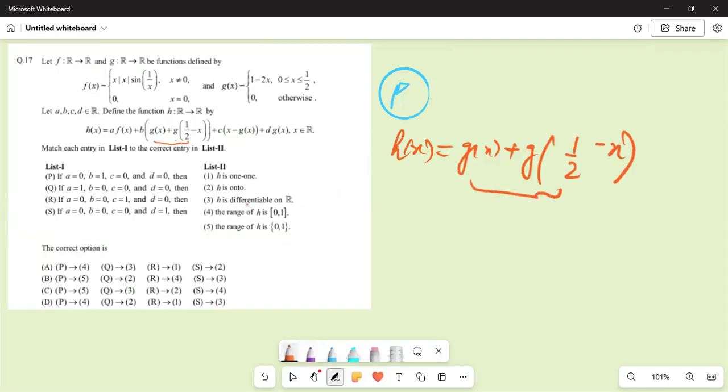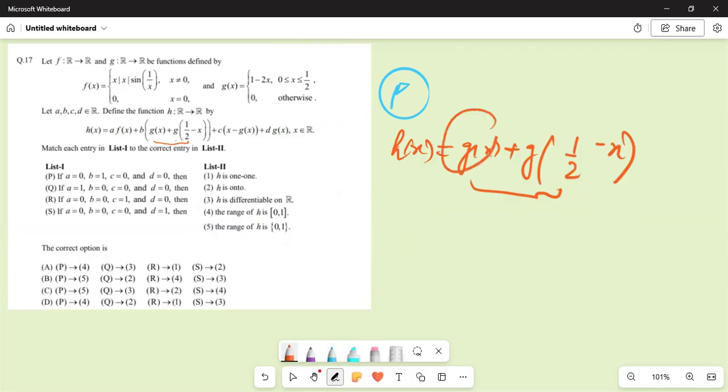Okay. So now we need to see whether H is 1-1, onto, or differentiable. We have to check the range of H also. Since P is taking the value either 4 or 5, the correct option is either 4 or 5. So we will be focusing on that only. But we need to check the range for this H function.